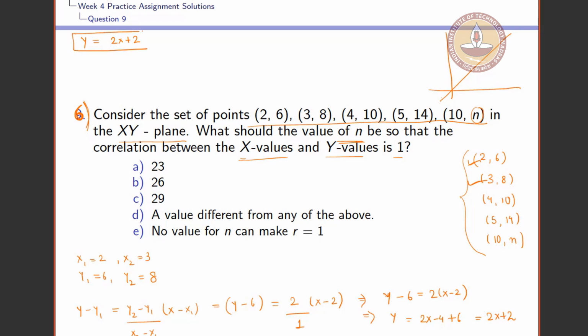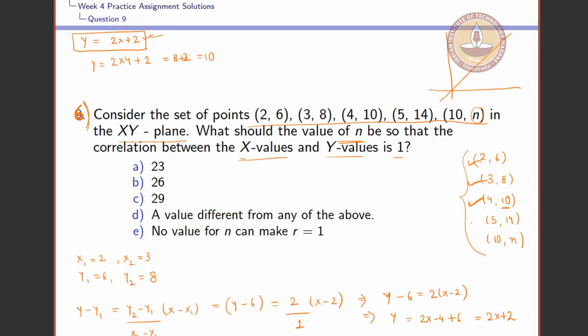Let's see if all the other points satisfy this equation or not. Let's check for (4, 10). So x3 is 4. Let's substitute the value of x here. So y is equal to 2 into 4 plus 2, that will be 8 plus 2, that is 10. So it is correct because 10 is the point that was given to us. So it will be on this line, y is equal to 2x plus 2.